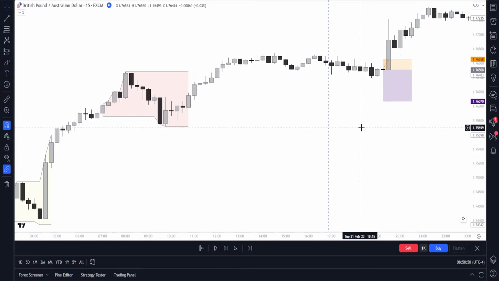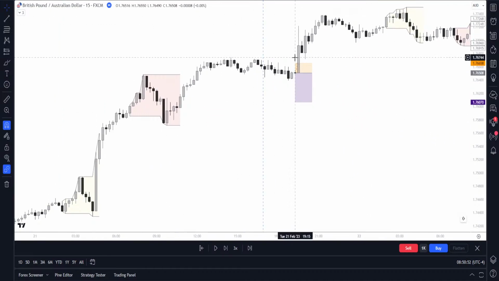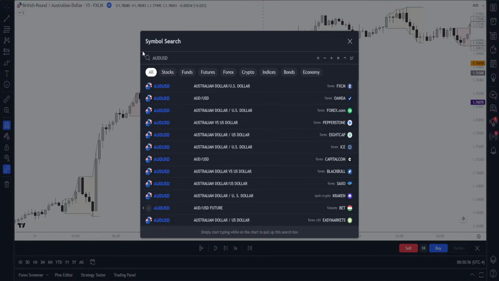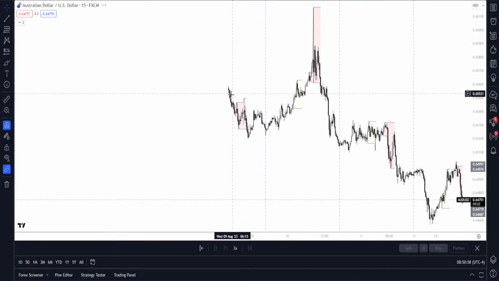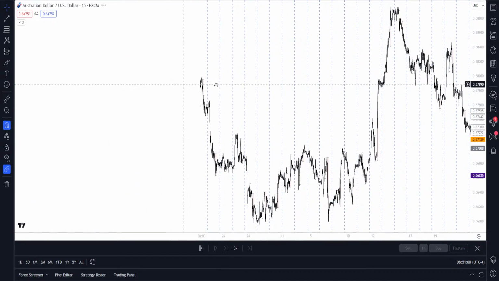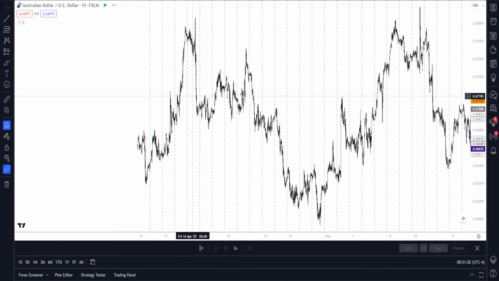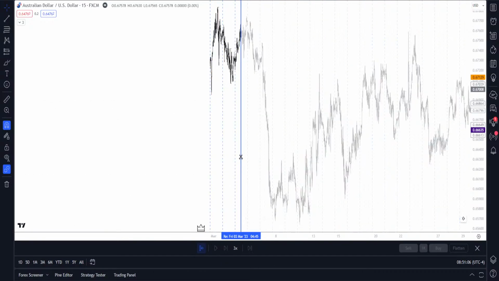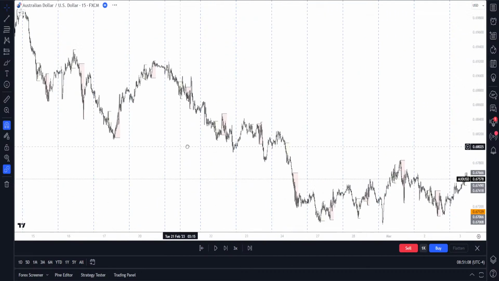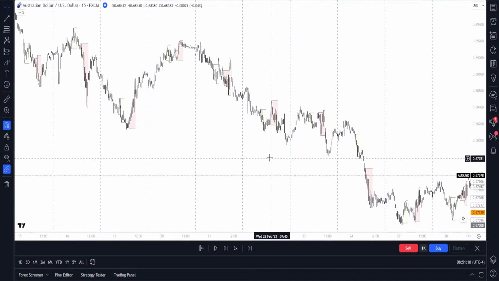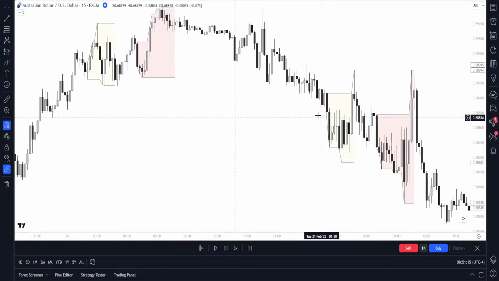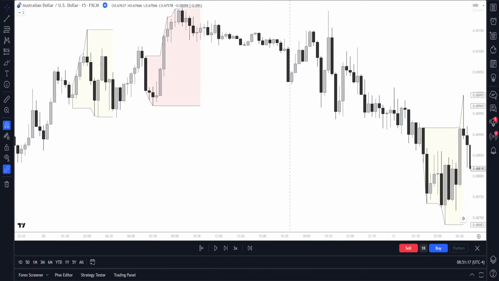Okay. I need to check AUD. So this was February 21st. We need to see if AUD USD was winning when this was happening. February 21st. It's a very boring process, but you have to do it so you know.